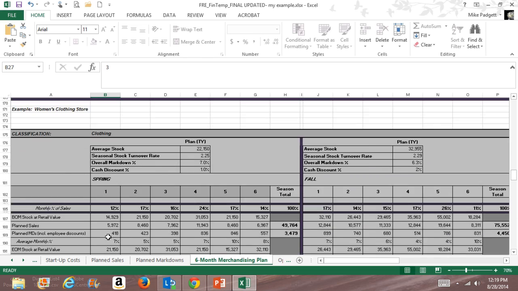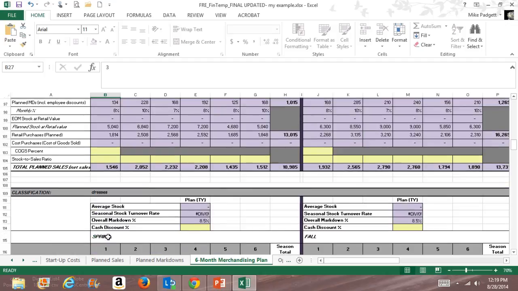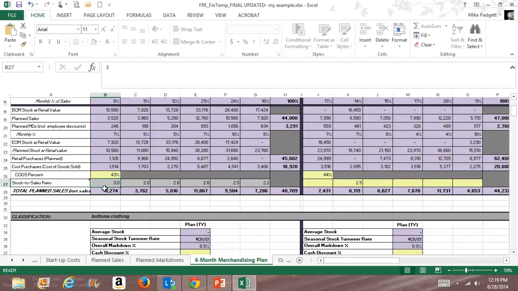So you'd want to take whatever they had done and just fill all of those in. You're going to fill in the cost of goods sold percentage, and then you're going to give the ratio. So just use what they've done and then put in the ratios that they've put in down below to fill in your 6-month merchandising plan.